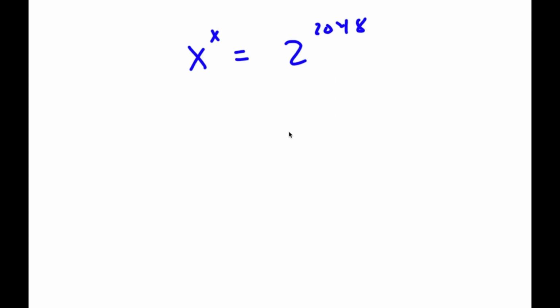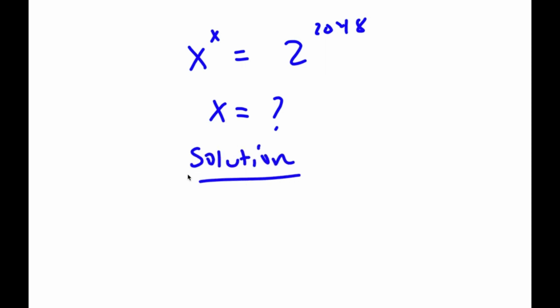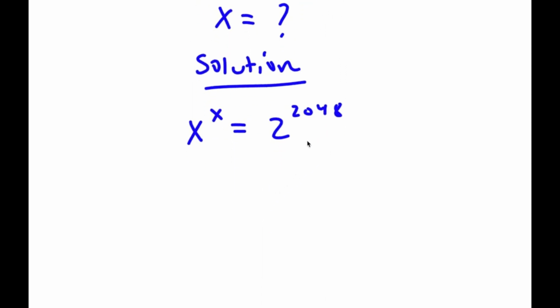Alright, so in this problem, I have x to the power of x is equal to 2 to the power of 2048. So I want to find the value of x here. So for my solution, I first start with x to the power of x is equal to 2 to the power of 2048. Now, I'm actually going to rewrite 2048 as 2 to the power of 11. So now I have x to the power of x is equal to 2 to the power of 2 to the power of 11.